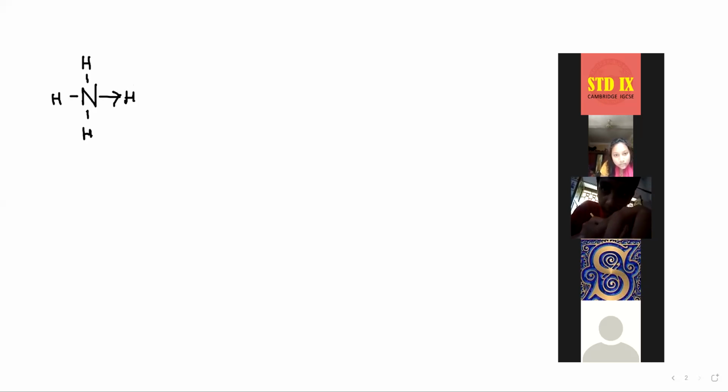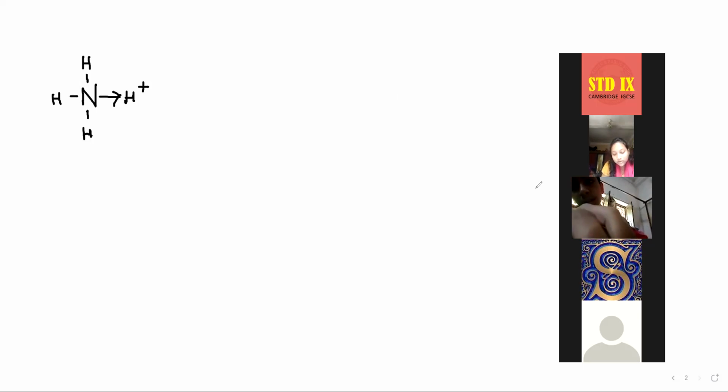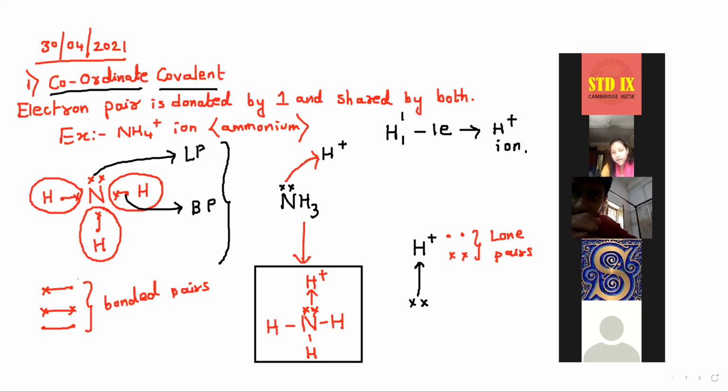Sir, NH4. I know that it is NH4, but what is the meaning of this diagram? Sir, NH4 plus. No, sir, you can't. That means you have not understood the previous thing. Sir, it means there are 4 hydrogen and 1 nitrogen. No, look at this diagram.